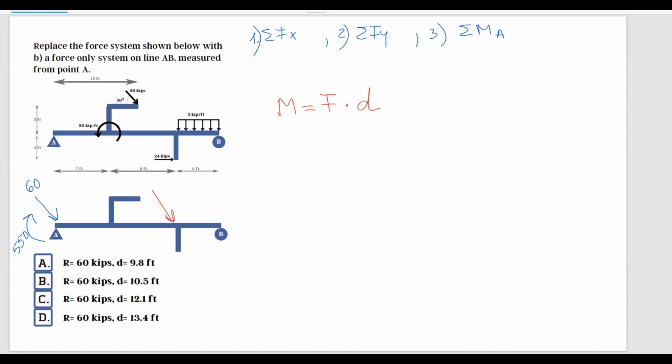Let's say if I was to move it here, such that when I calculate the moment about point A, I get the same moment as in system number one. So what's going to happen? The moment, 550, equals D, where on this line AB we have to calculate the force. And now what's the force?